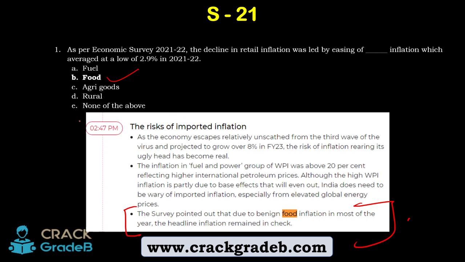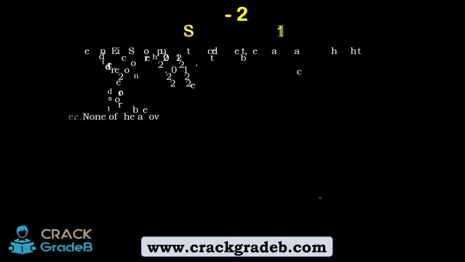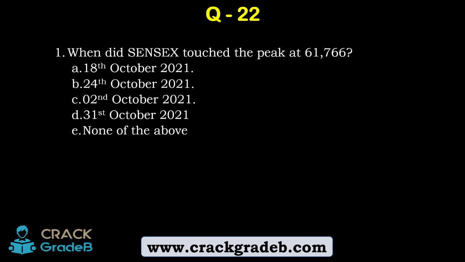If you are watching this lecture closely, there was a question related to this in the beginning of this lecture. Try to figure out which one it was, and this line was also there in that particular solution. Maybe from question number 1 to 10, there was a question. In the newspaper, it was given directly because it was a comment made in Parliament. Let's move forward with question number 22. When did Sensex touch the peak at 61,766 points?